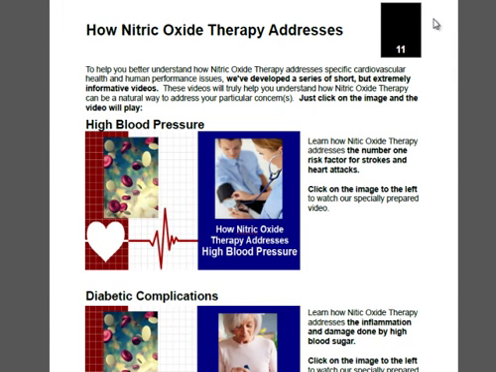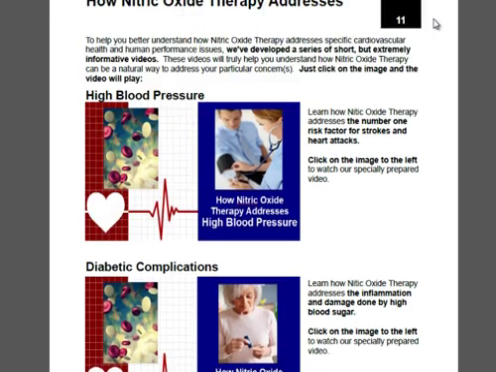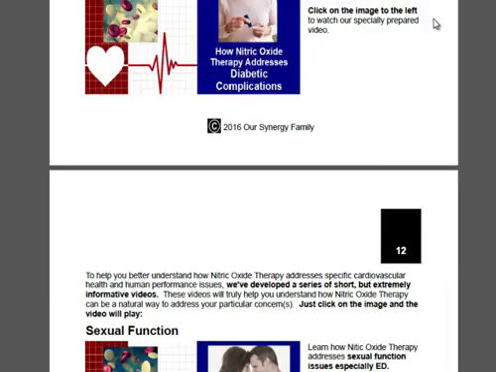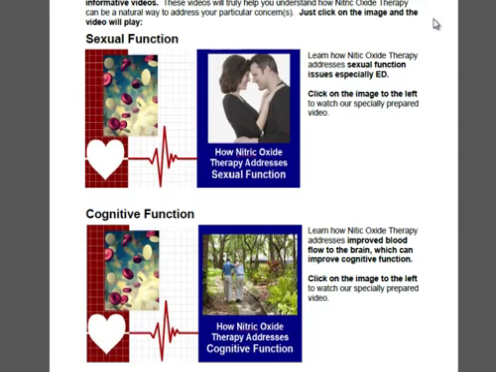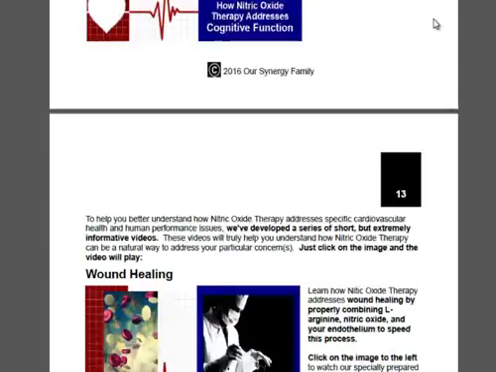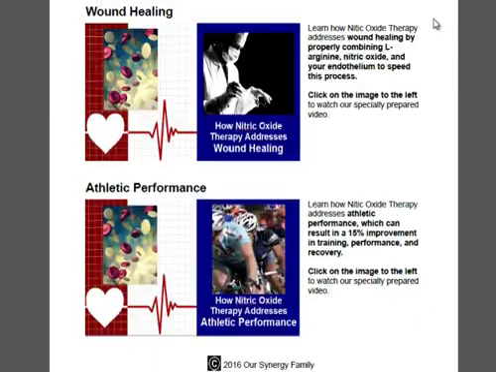And George, as I show you this information, I want you to tell me which of these categories best addresses your health concern. Is it high blood pressure? Is it diabetic complications? Is it sexual function issue? Is it cognitive function? Is it poor wound healing? Or maybe, George, I know that you still are participating in athletics. Would it be improving your athletic performance?